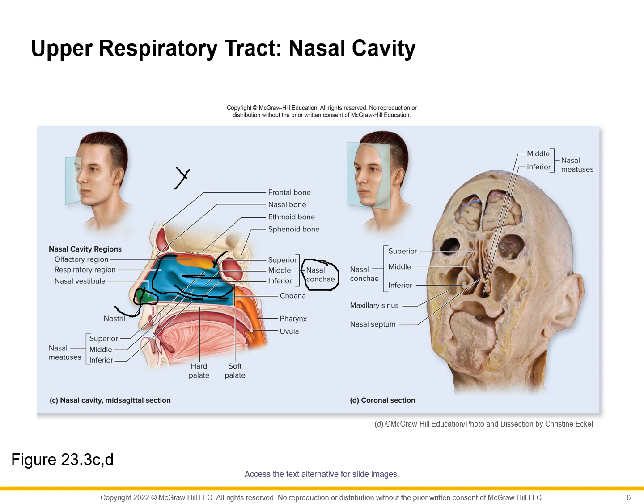Now, right up here, your superior nasal concha is actually part of your ethmoid bone. So what you're looking at right over here is your cribriform plate of the ethmoid bone, and this is where your olfactory bulb, which is cranial nerve number 1, is going to sit right over here.